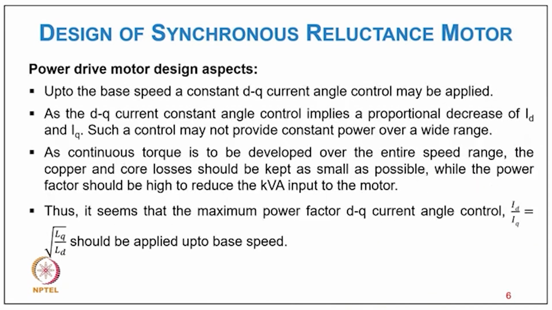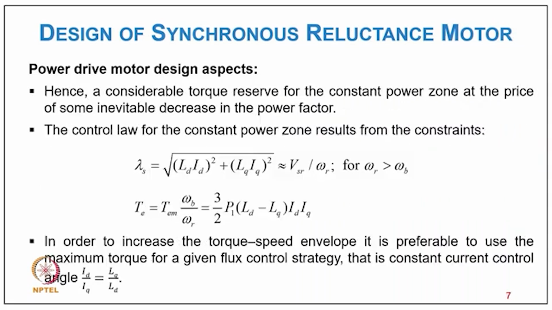Up to the base speed a constant DQ current control may be applied, and as the DQ current constant angle implies a proportional decrease of Id and Iq, such control may not provide a constant power over a wide range. As continuous torque is to be developed over the entire speed range, the copper and core losses should be kept as small as possible, while the power factor should be high to reduce the kVA input to the motor. Thus the maximum power factor DQ current control, that is Id upon Iq equal to square root of Lq upon Ld, should be applied up to the base speed.